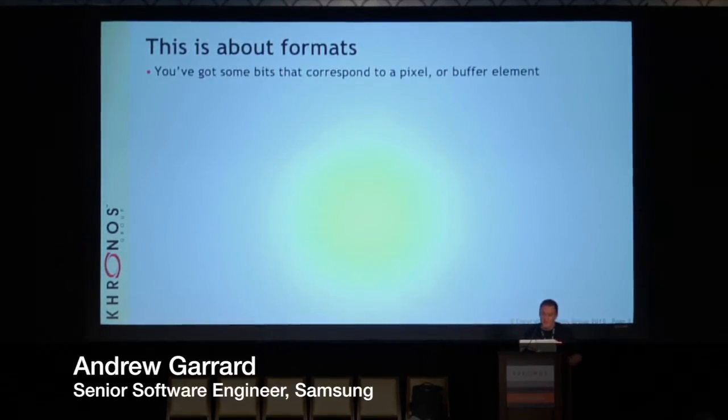So formats. We know what texture formats are. You've got some bits that correspond to pixels or textures or something like that. And we want to describe what they mean. And a lot of APIs actually don't care what they mean. In something like OpenGL, it doesn't really care what the RGB channels are for. They're just called RGB. That doesn't necessarily mean red, green, and blue. But maybe you presumably do care. So when you say, I work with RGB, what do you mean?